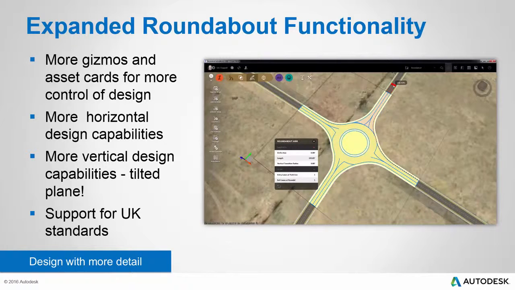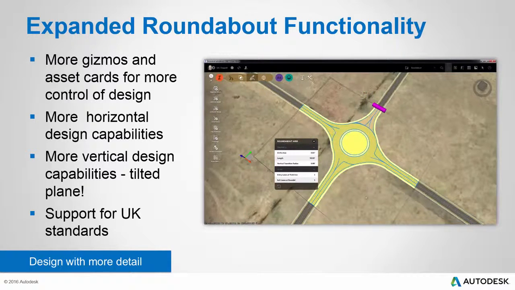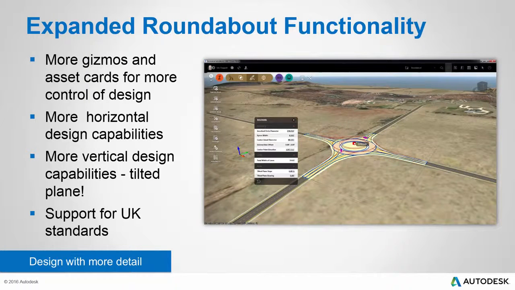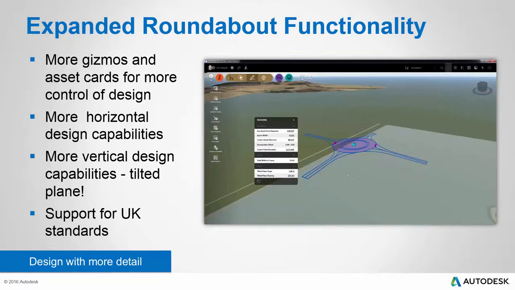And it doesn't stop there. There are also more vertical design capabilities. For example, as you flip the view into 3D, you can see that it's very easy to control the elevation of the roundabout, and also you can now control the tilt of the roundabout. Not only the tilt itself, but the direction. And you can see how easy it is to do this by simply manipulating the gizmos right in the model.